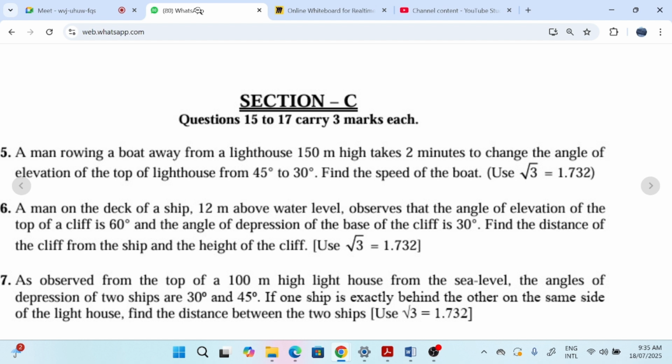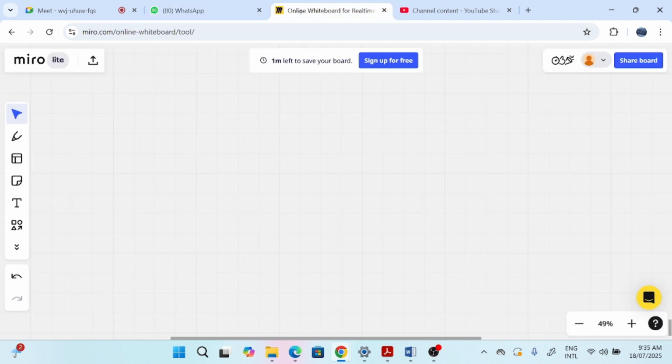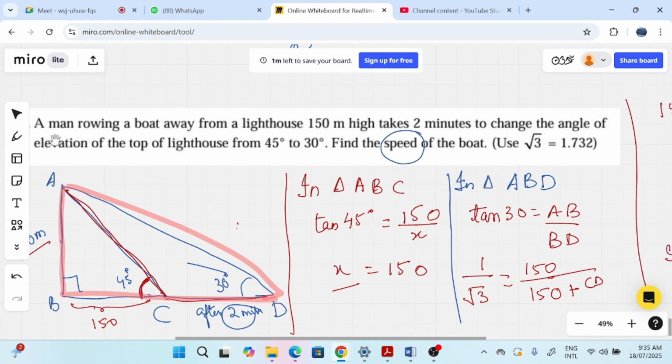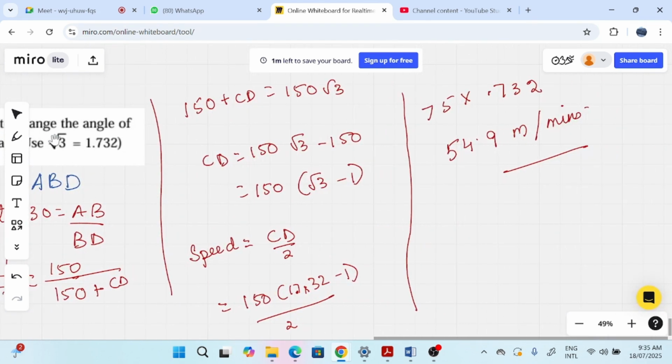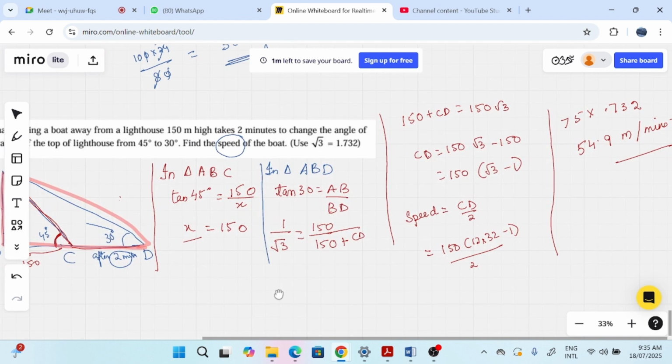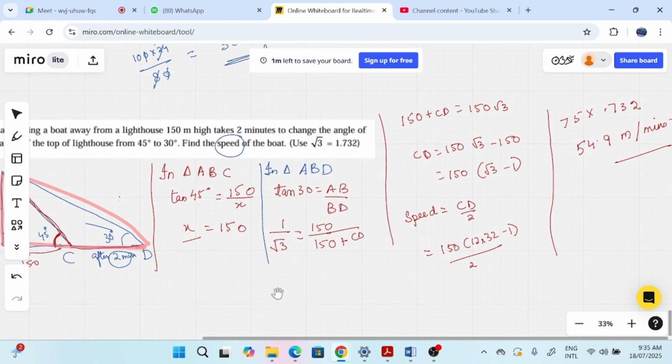Ma'am, what's the answer? Ma'am, can you show the 15th question again? Answer is 54.9. Ma'am, I actually got 0.915 meters per second. You converted to seconds. Ma'am, is it wrong? Ma'am, can you zoom out? Ma'am, is it wrong if you do it in seconds? Ma'am, there is no such unit as meters per minute.